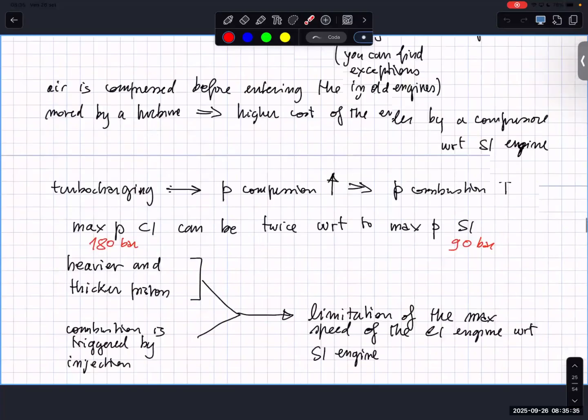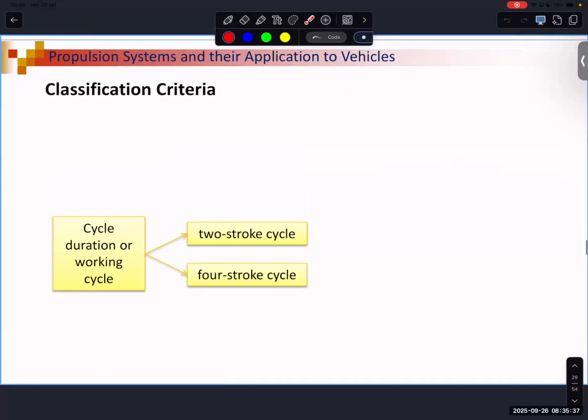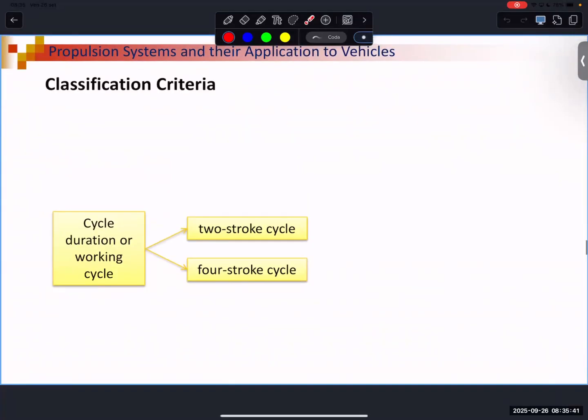Now, we can go to a second possible classification, and this is related to the cycle duration or working cycle. So we can discuss two-stroke cycle or four-stroke cycle. This is related, in reciprocating engines, to the number of revolutions necessary to complete one cycle.